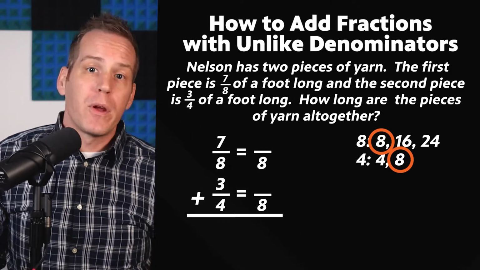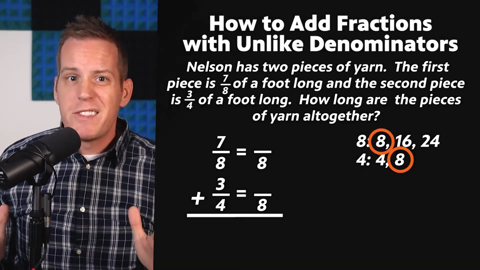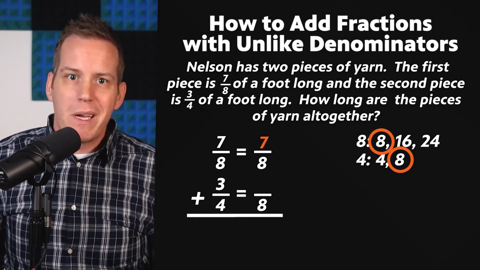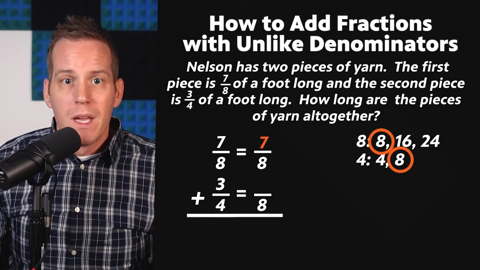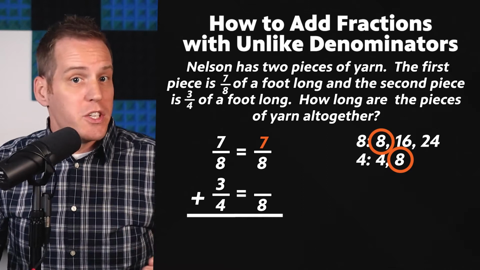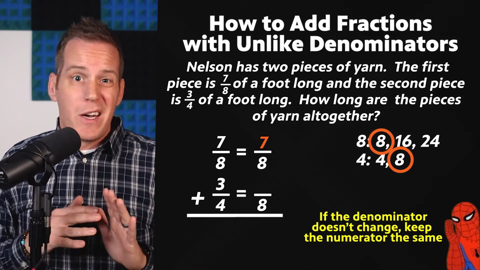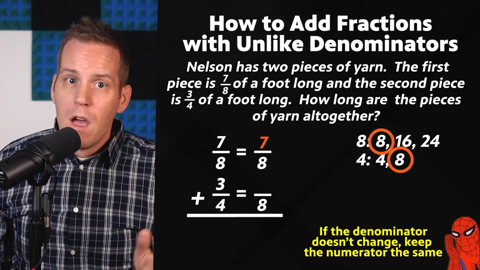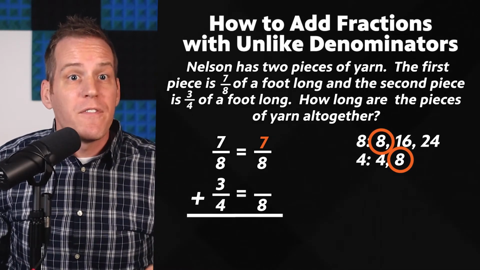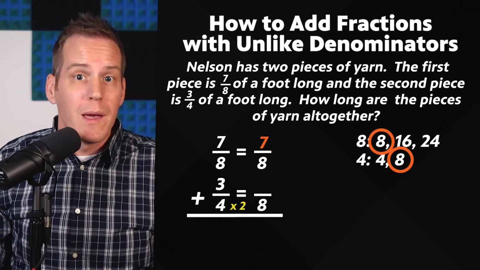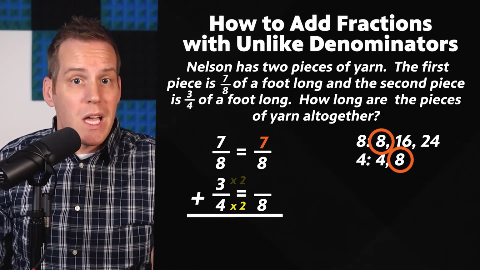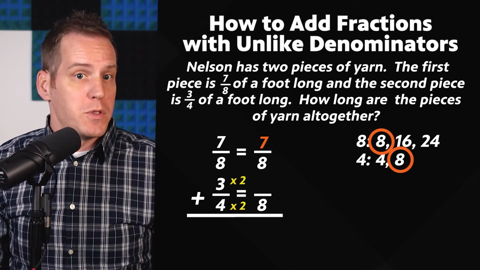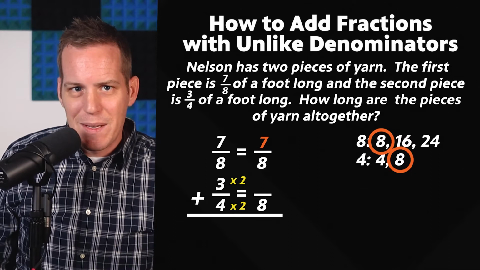We're ready to create our equivalent fractions. 7/8 is going to stay 7/8 because the denominator didn't change. If the denominator changes, you need to change the numerator. But if the denominator doesn't change, you can keep the numerator the same. For our other fraction, we can see that 4 times 2 will get me to 8. So I'll do that to the top number as well and do 3 times 2, which is 6.